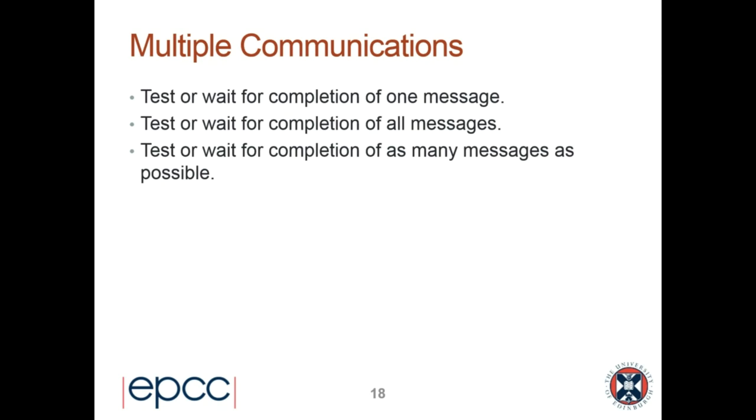There's a routine called test any, wait any, wait for one of; you've got a lot of non-blocking operations outstanding at once. You've got a whole bunch of requests that you're remembering, these tickets, and you'll say, wait for all to complete, wait for one to complete, or wait for some. That's test all, wait all, test any, wait any, test some, wait some.